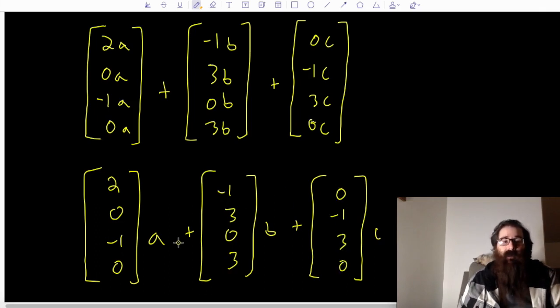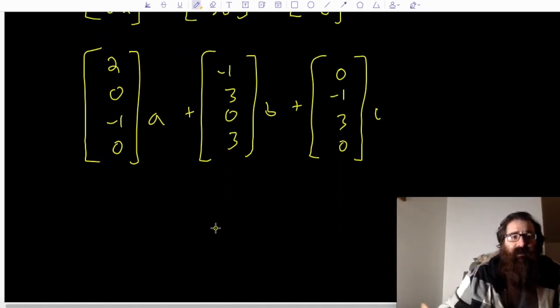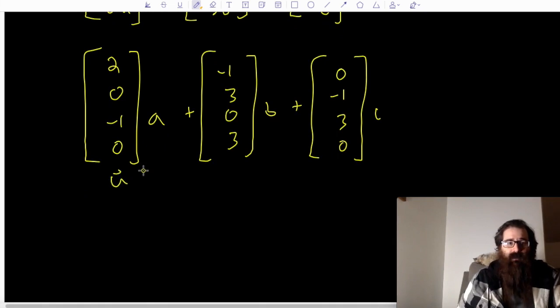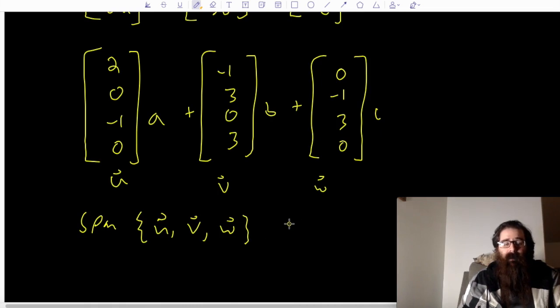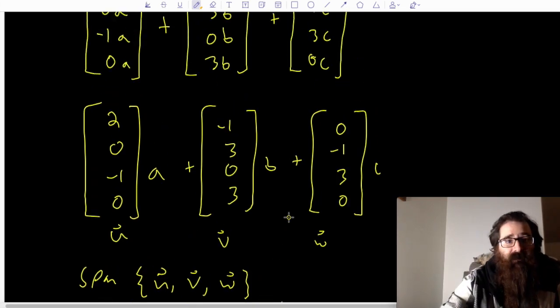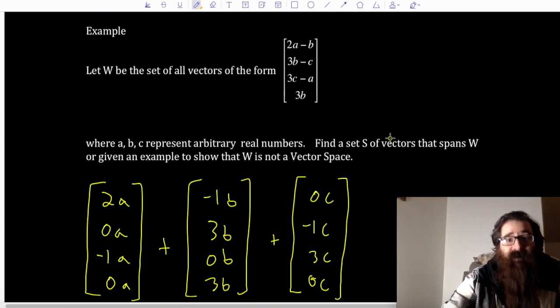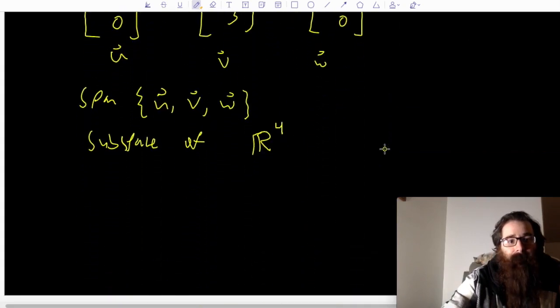But this is now showing that I have the span of these 3 vectors. Right? If I want to sort of nickname these vectors U, V, and W, what I have is the span of U, V, and W, where these vectors live in R4. So this is going to give me a subspace of R4. I have a subspace of R4. So the question said, find a set of vectors that spans W. So I can do that now.